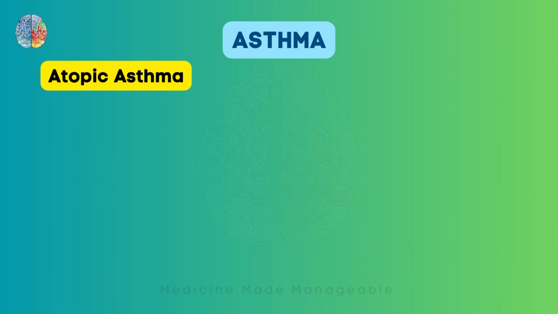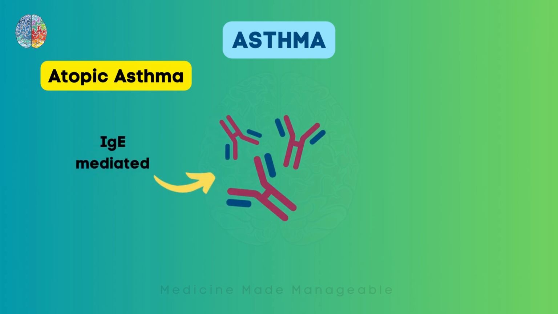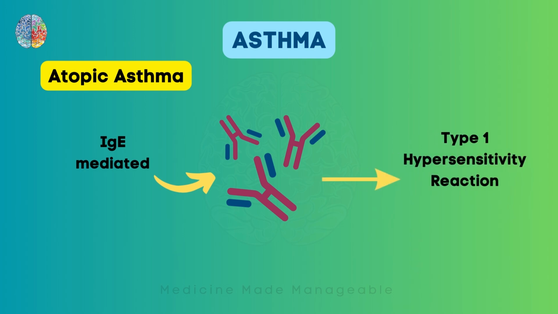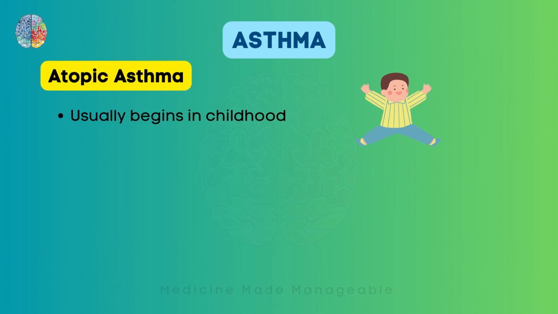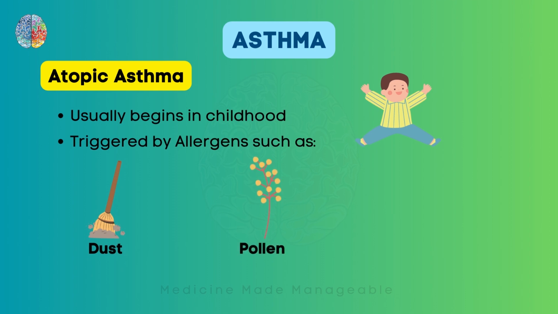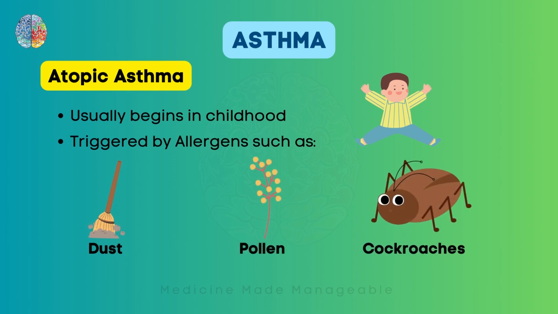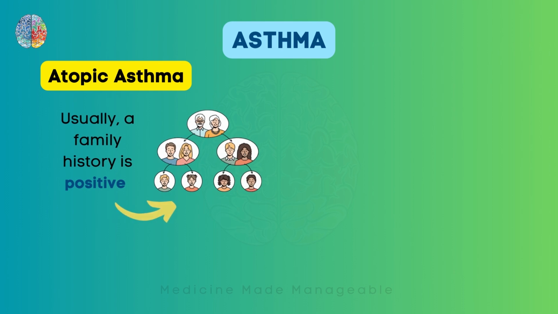Starting with atopic asthma. This type is mediated by IgE antibodies, which is why it's a type 1 hypersensitivity reaction. This type of asthma usually begins in childhood and it is triggered by allergens such as dust, pollen, or insects and their excrement, such as that of cockroaches. There is usually a positive family history in this condition. So a positive family history and early onset of the disease can help you differentiate it from the others.